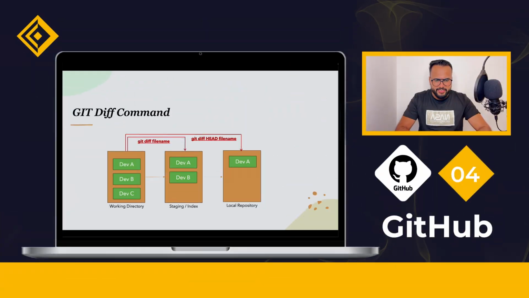There is one terminology that needs to be reminded here, which is known as HEAD. HEAD always represents the latest commit inside the repository. Whenever you use HEAD, that means you are pointing to the latest commit that you have done, because HEAD contains the reference of the latest commit. So let's check the difference between the working directory and the local repository.